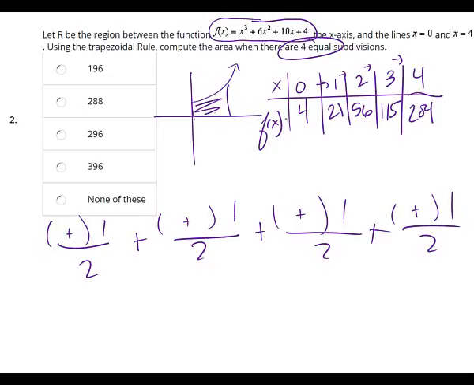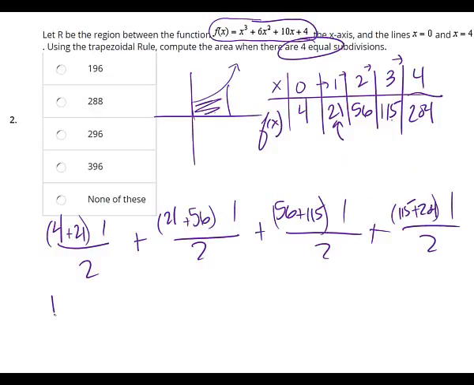All right, what's my first height? 4. And for a trapezoid, I write the first height once, and then I start repeating, right? So the second height is 21, and I repeat it. And then the next height is 56, and I repeat it, because it's part of both trapezoids. And then the next height is 115, and I repeat it, and then the last height is 204.